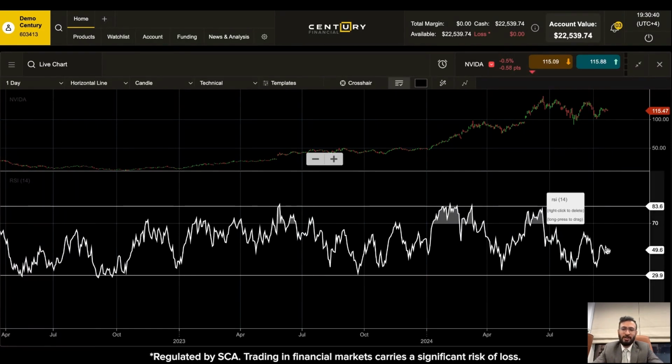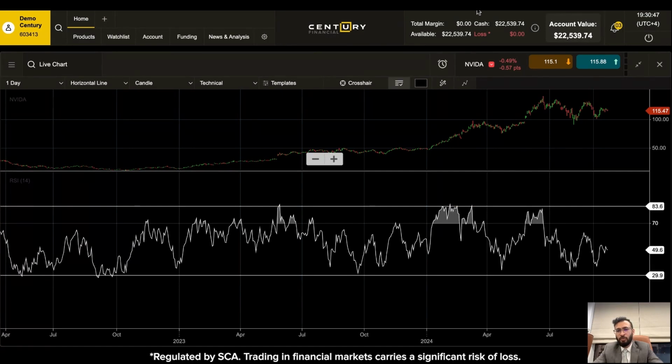Right now, it feels like it's around 50. So in a bearish market, if it is around 50, it acts more like a resistance. So it should come down a bit from what we are looking at.